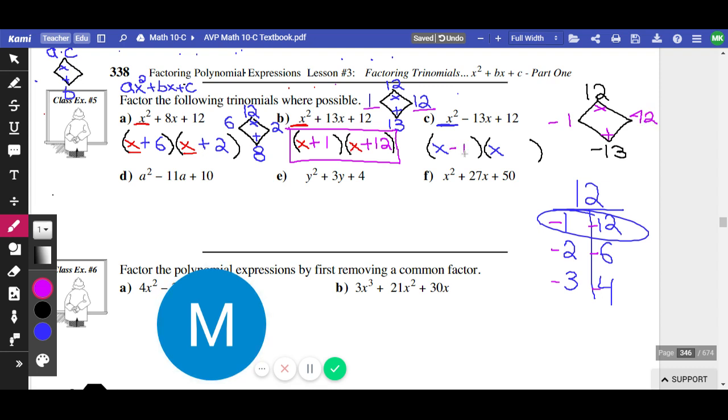And those are the second terms of your binomials. We've successfully factored that now, or unmultiplied the trinomial, to become x minus 1 times x minus 12. Diamond method. Easy peasy. Okay, try D, E, and F on your own.